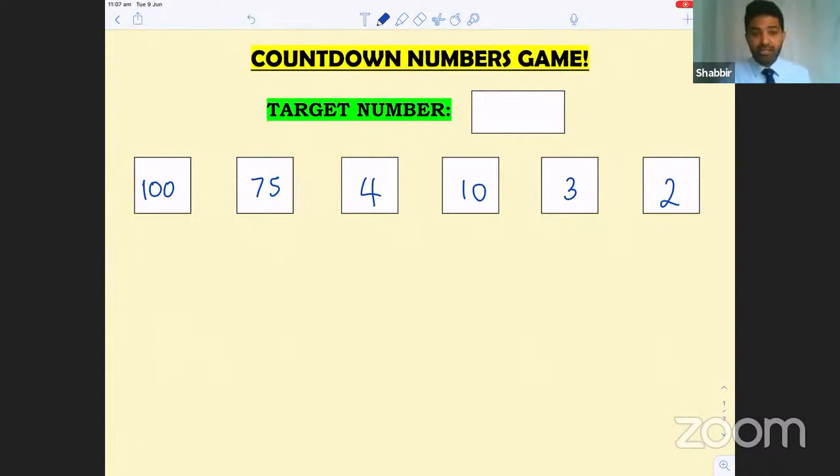Right. So the target number that you've got to make with those numbers is 259. I'm going to give you 5 minutes to do this. Okay. Got it on my timer here, and your time starts now. Let's go.